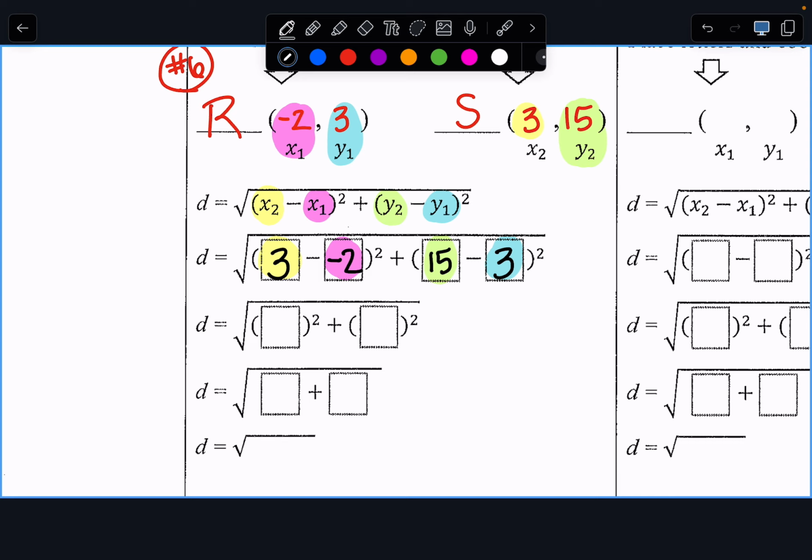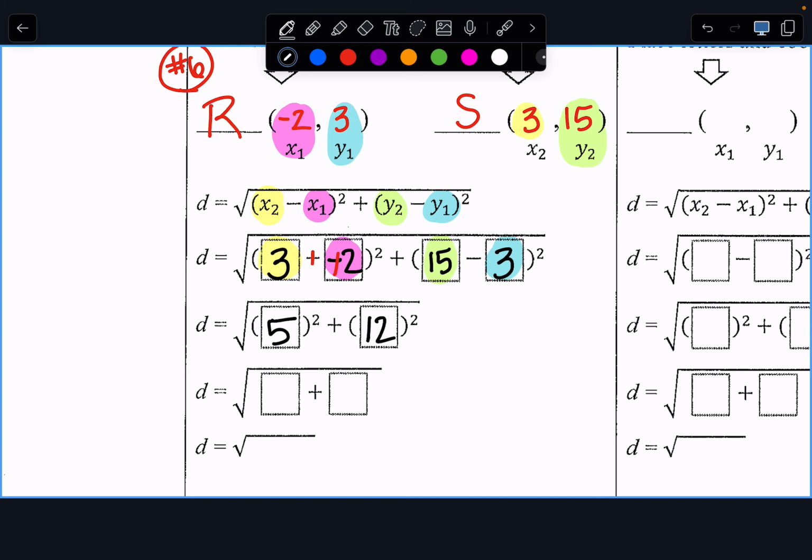What is 3 minus -2? 5. I heard 1 and I heard 5. One of them is right, one of them is wrong. Subtracting means adding the opposite. Told you. If we add the opposite, it is 5. Okay. What is 15 minus 3? It's 12.